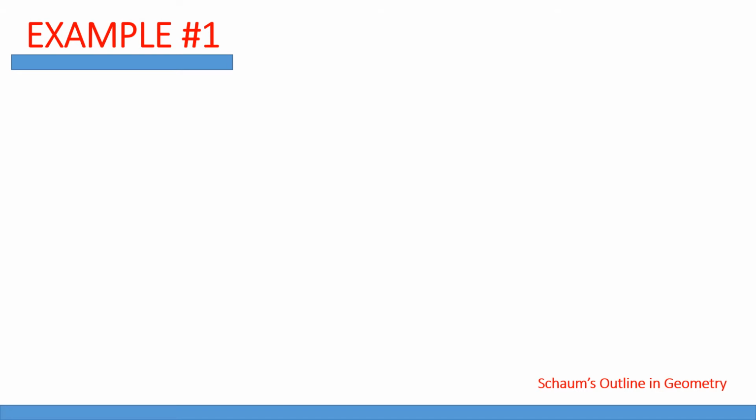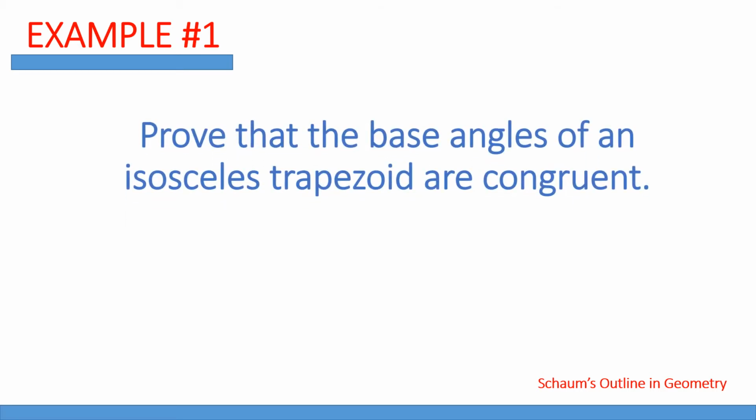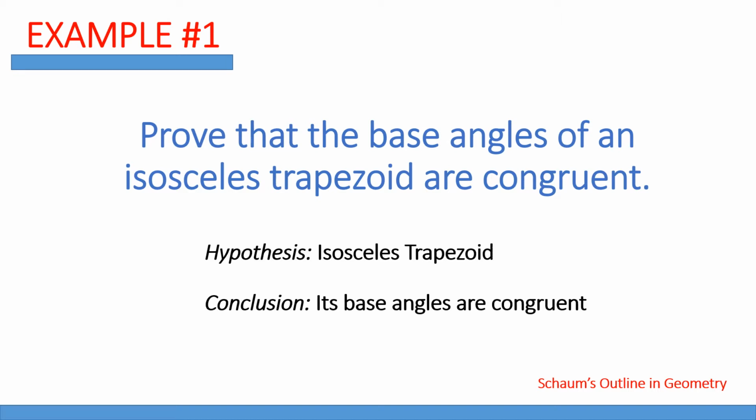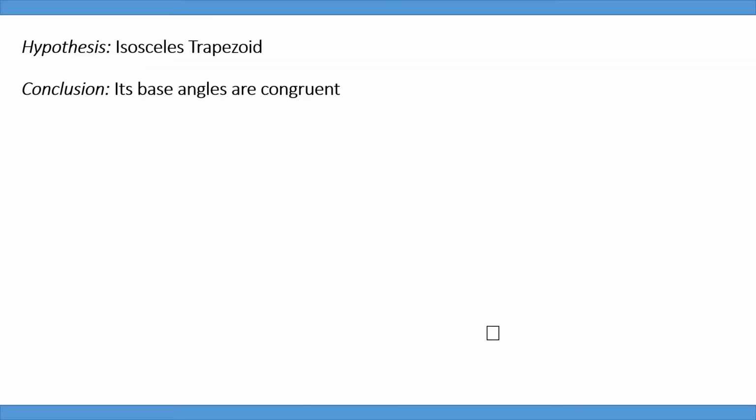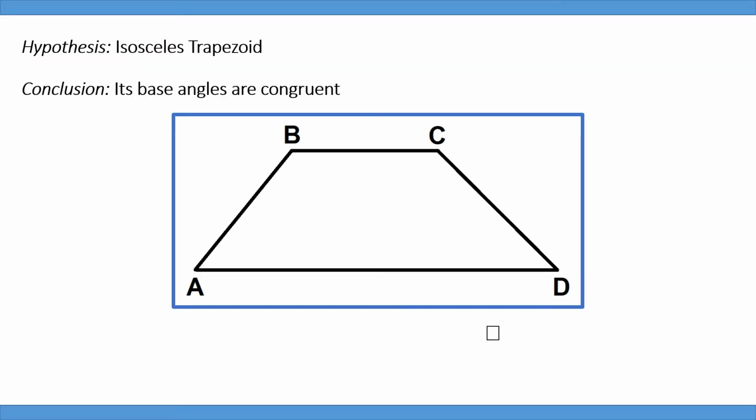Again, we will discuss examples that I have taken from Schaum's Outline of Geometry. Example number 1. Prove that the base angles of an isosceles trapezoid are congruent. So the hypothesis is the isosceles trapezoid, and the conclusion is its base angles are congruent. Let us now create the illustration.